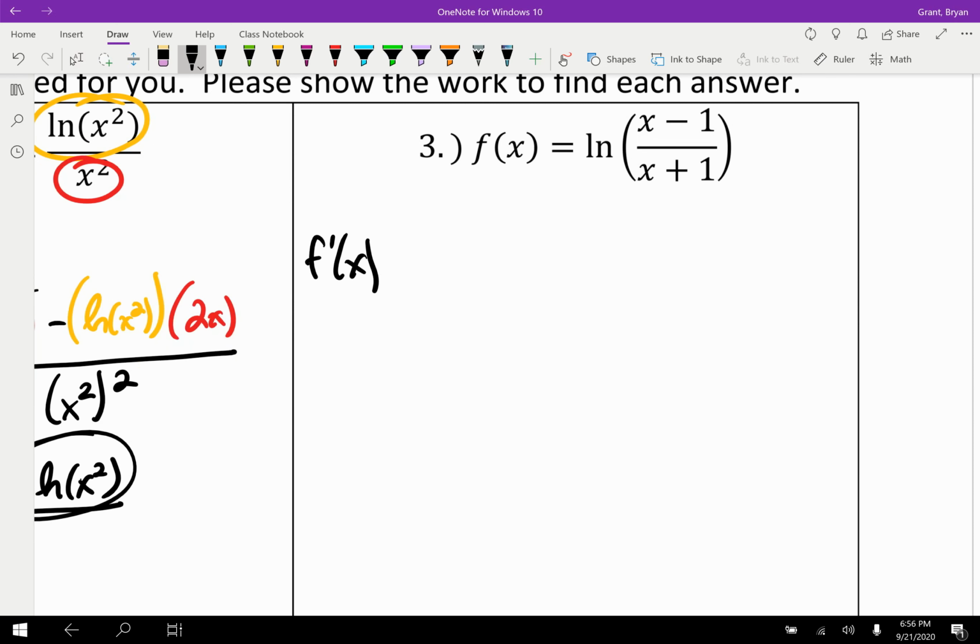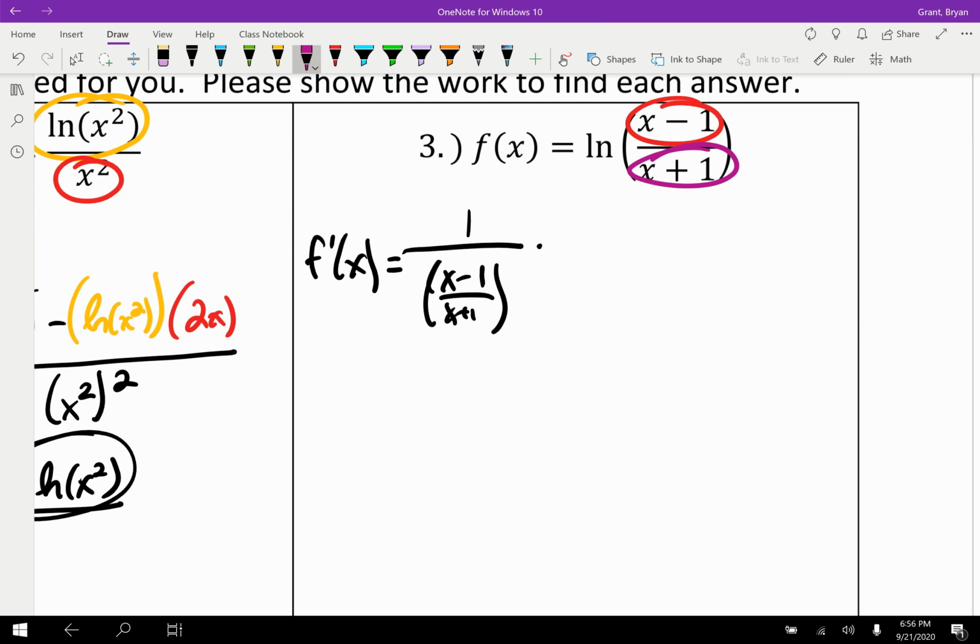Derivative. Well, I see lots of functions. I see natural log on the outside, x minus 1 divided by x plus 1 on the inside, but our chain rule says do the derivative of the outside function first, which is, of course, 1 divided by what was inside, x minus 1 divided by x plus 1. Am I done? Oh no, I need to take the derivative of this inside function. How do I take the derivative of this inside function? Oh yeah, we have to use the quotient rule.